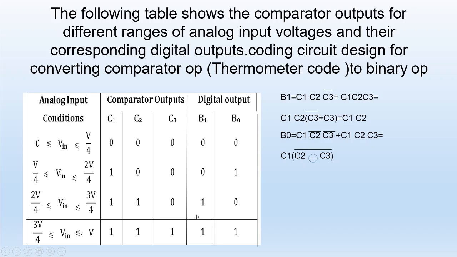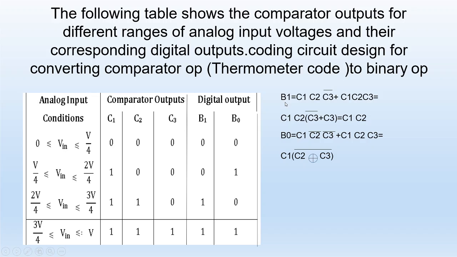Whenever it is greater than twice V by 4 but less than 3 V by 4, it is 10. And whenever it is greater than 3 V by 4 but less than V, the digital equivalent output is 11. So we can find out very easily the code for the LSB B0 and the MSB B1.